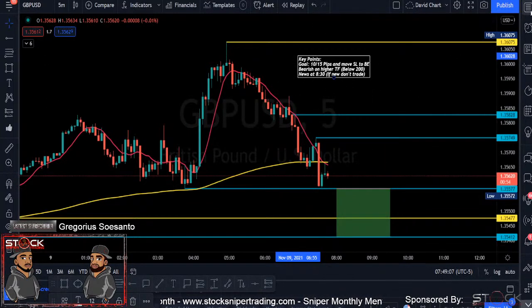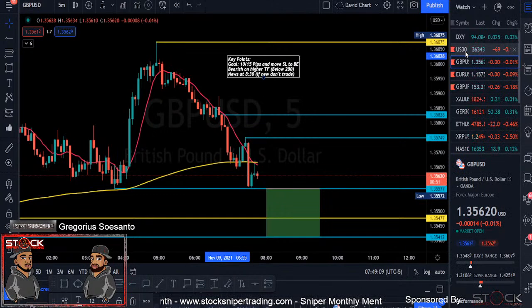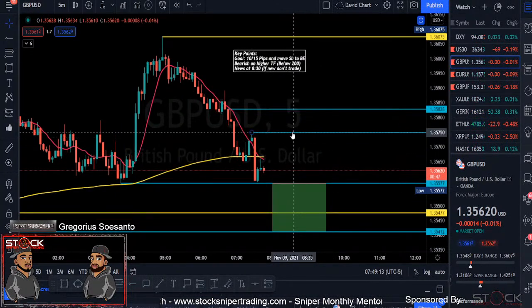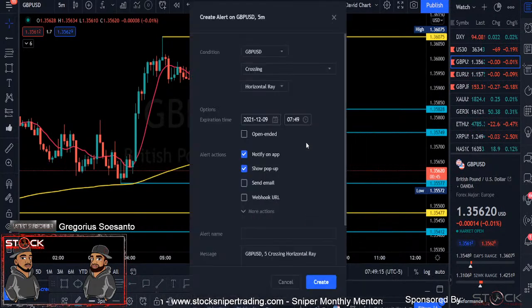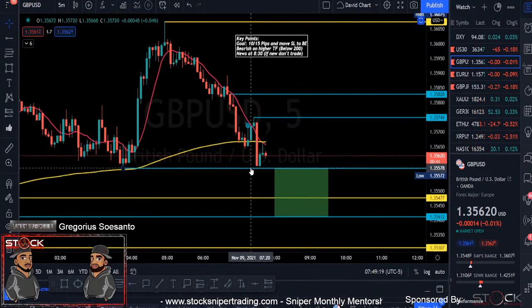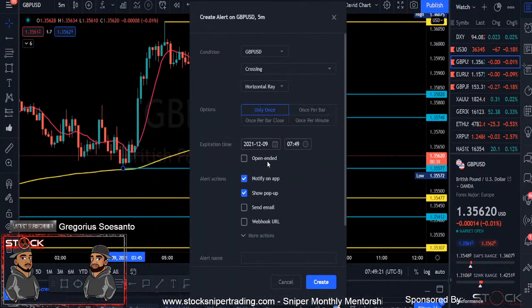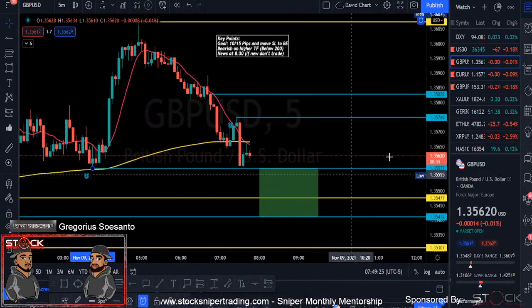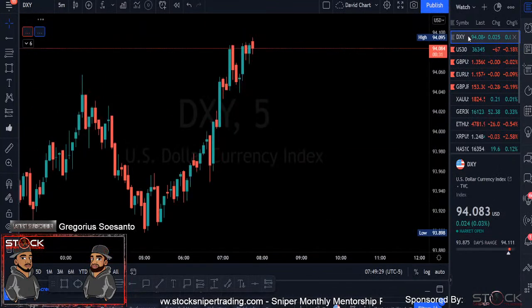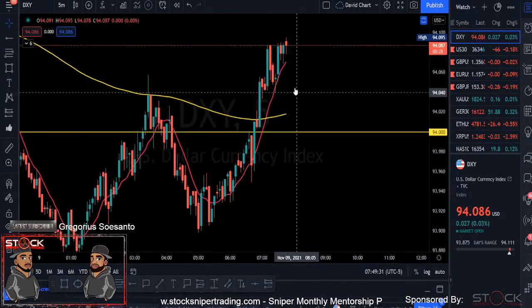So next thing, since we have GB, actually I didn't even do some alerts here. So I would like to see this just in case, and I would also like to see this being hit just in case. So let's check out our DXY here. Okay, so look at DXY.